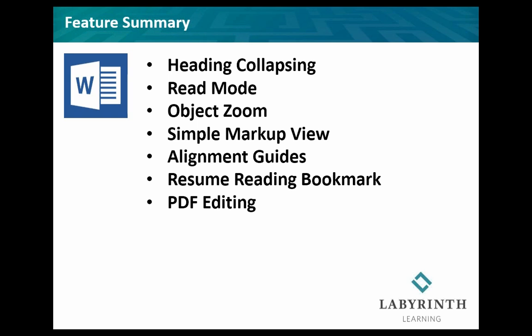Here's all the new stuff we looked at for Word, being able to collapse headings so you can keep your document clean as you're reading it, and still be able to see at least what the main headings are. You've got read mode and object zoom, makes it look a little bit more tablet-like, gets rid of the ribbon, makes it easier to focus on the content. You've got simple markup view to hide comments. You've got alignment guides for all you Type A OCD people out there like me. You could snap the images to margins of the page or center them on the page.